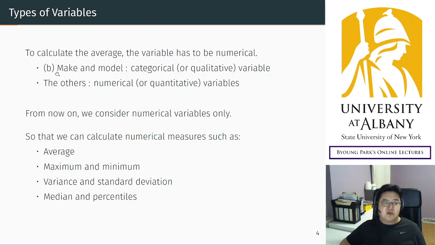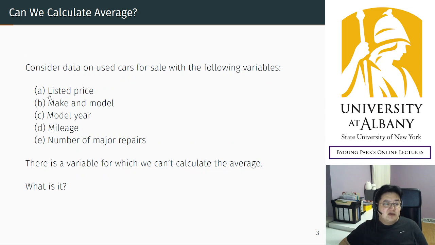The answer is number B. Basically, the key idea is that to calculate the average, the variable must be a number. If you go back, price is a number, year is a number, like 2020, 2019, and mileage is also a number, and number of major repairs is also a number. So all the other four variables are obviously numerical variables. But B, make and model, like Toyota Camry, is not a number.